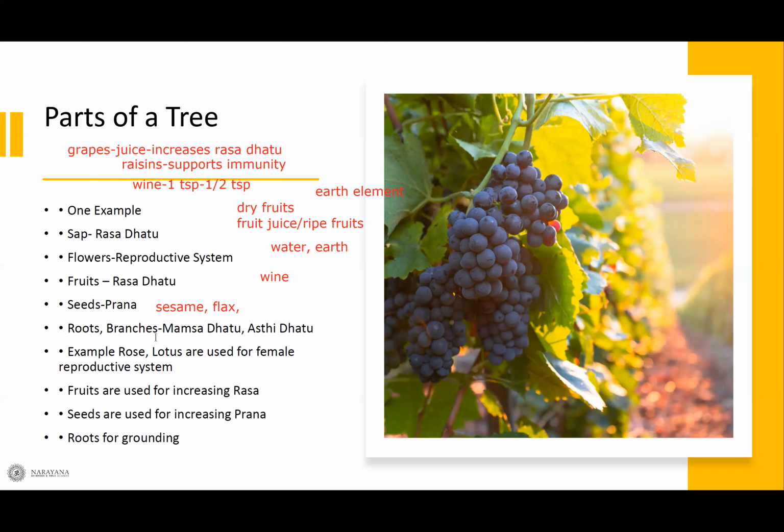When you have branches or roots, they help the deeper dhatus, muscles and the skeletal systems. Any root or branches, yeah? For example, Arjun branch. Arjun is a branch of a tree, correct? The Arjun that we use in Ayurveda is a branch, like cinnamon. It's a bark. And it is good for the cardiac muscles.